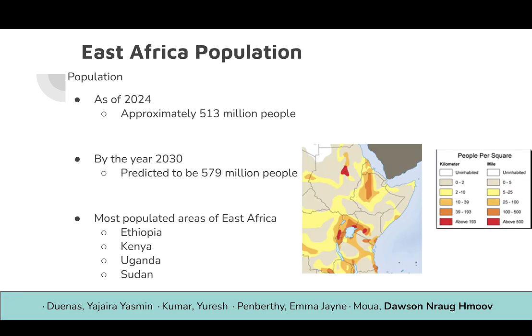For the East Africa population, as of 2024, it is approximately 513 million people in East Africa. But by the year 2030, it is predicted to skyrocket to 579 million people at the rate it's going. What makes these numbers go up so high are its most populated areas of East Africa, such as Ethiopia, Kenya, Uganda, and Sudan.